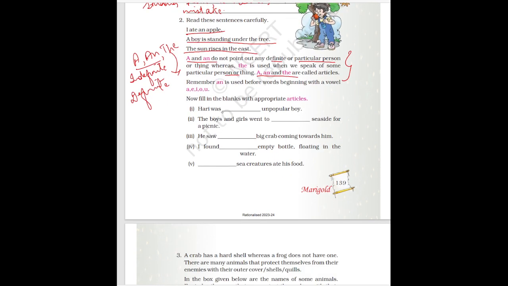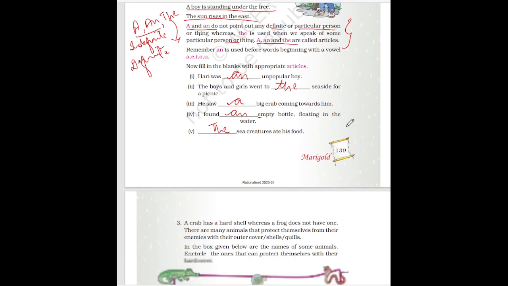Hari was an unpopular boy. Why an? Because it is starting with U, a vowel sound. So we are writing an. The boys and girls went to the seaside for a picnic. The seaside, this is a definite seaside. He saw a big crab coming towards him. I found an empty bottle. Why an? Because here it is starting with E, a vowel. The sea creatures ate his food.